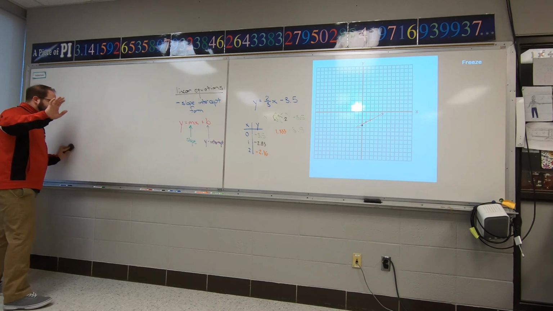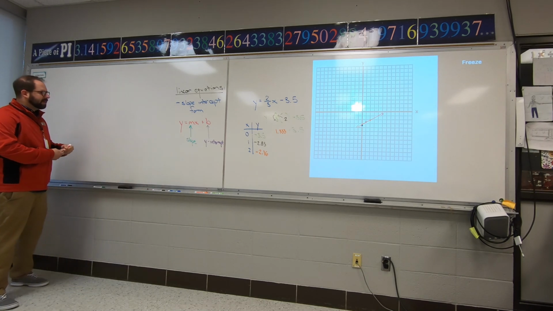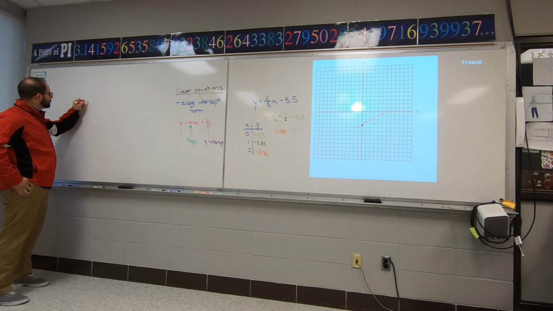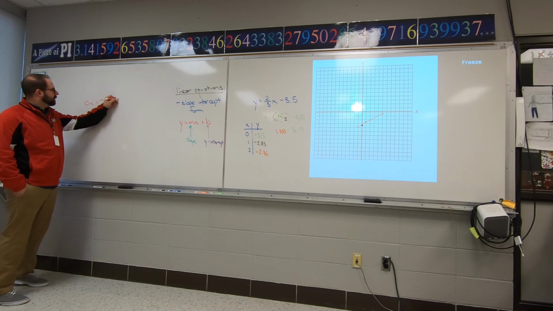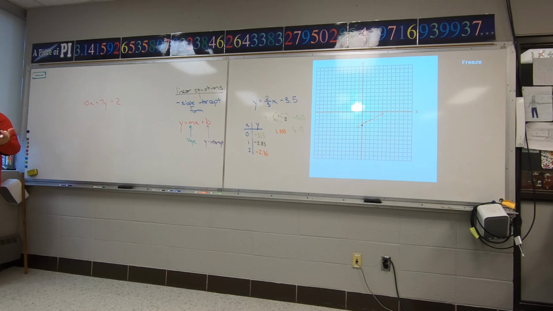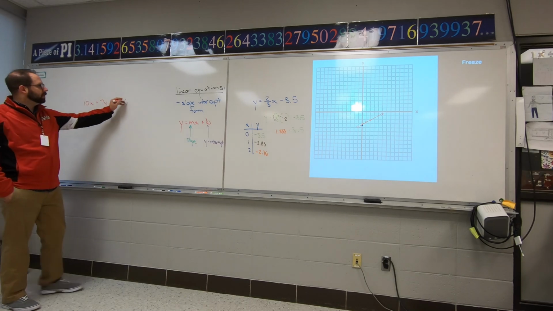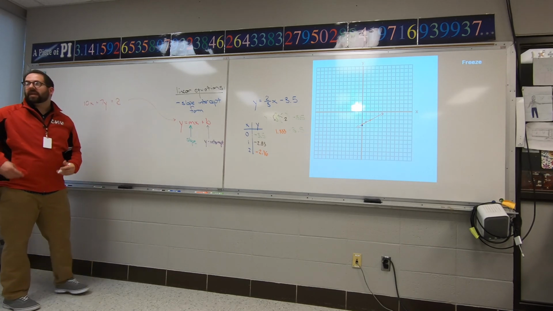So give me any numbers you want. Say a number. 10. 10, I heard 7 and 2. Okay. 10x plus 7y equals 2. Let's say that's my number, right? I can rearrange this thing. I could plug in numbers, see if it works, but I don't want to do that. I could rearrange this so it looks like that one. Then I can go draw it.